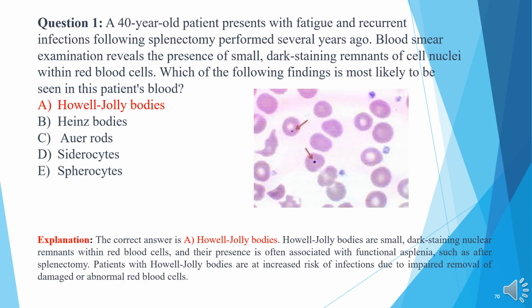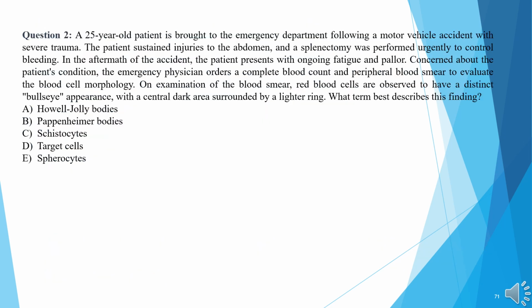Howell-Jolly bodies. Howell-Jolly bodies are small, dark staining nuclear remnants within red blood cells, and their presence is often associated with functional asplenia, such as after splenectomy. Patients with Howell-Jolly bodies are at increased risk of infections due to impaired removal of damaged or abnormal red blood cells. Question 2. A 25-year-old patient is brought to the emergency department following a motor vehicle accident with severe trauma.